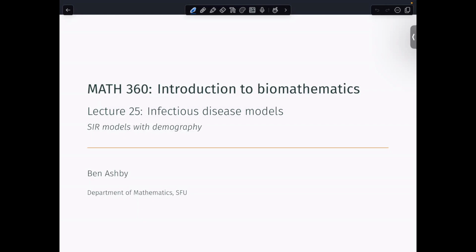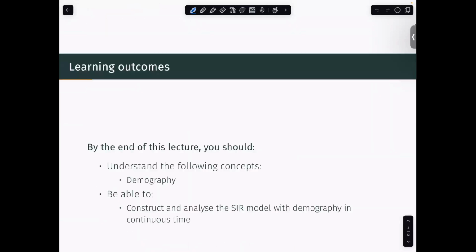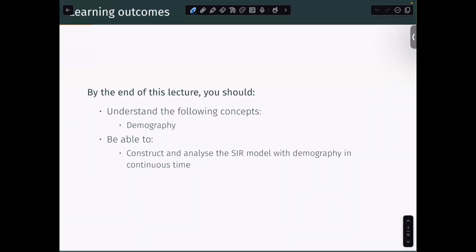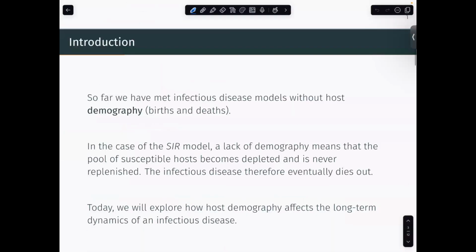Specifically, we're going to be looking at an extension to the SIR model, which we met previously. And now we're going to include something called demography. In other words, we're going to be including births and deaths for our host population. So by the end of today, you should understand what I mean by demography and how we can incorporate this in a simple SIR model in continuous time.